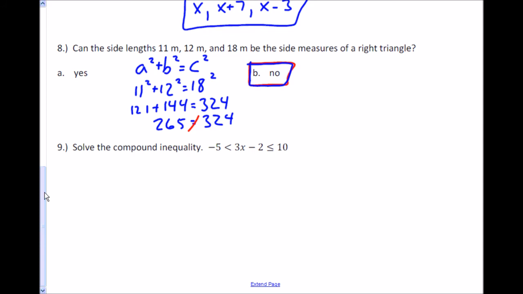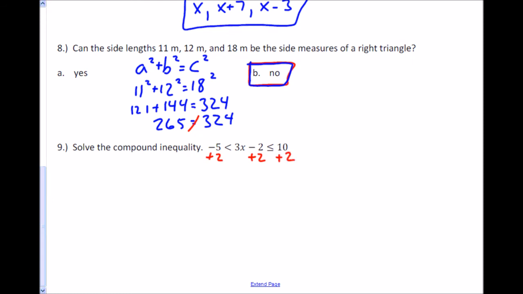In number 9, it asks me to solve the compound inequality. And really, if I were to ignore part of this, if I were to scribble this out, for this inequality I would add 2 to each side. But if I were to scribble out the other end, for this inequality I'll also add 2 to each side. So I'm just going to do all 3 pieces at once. To solve for x, I would add 2 to each side, but I'm going to do it to this side and this side as well.